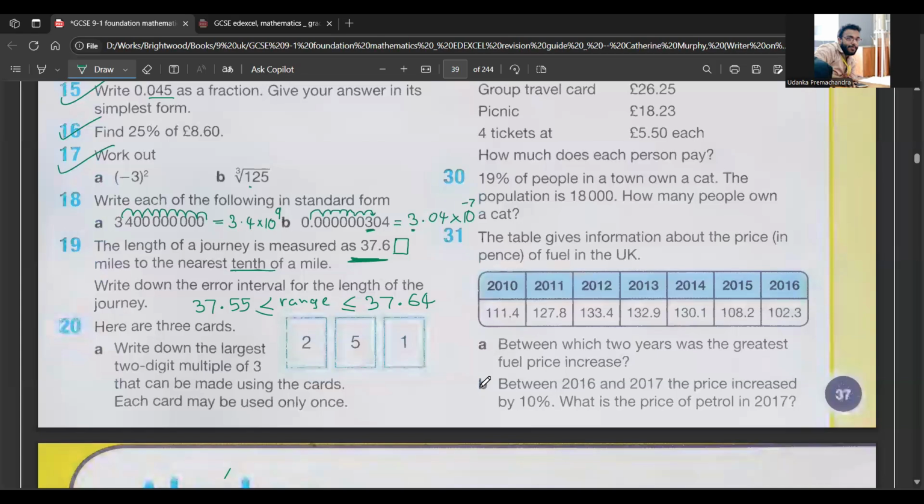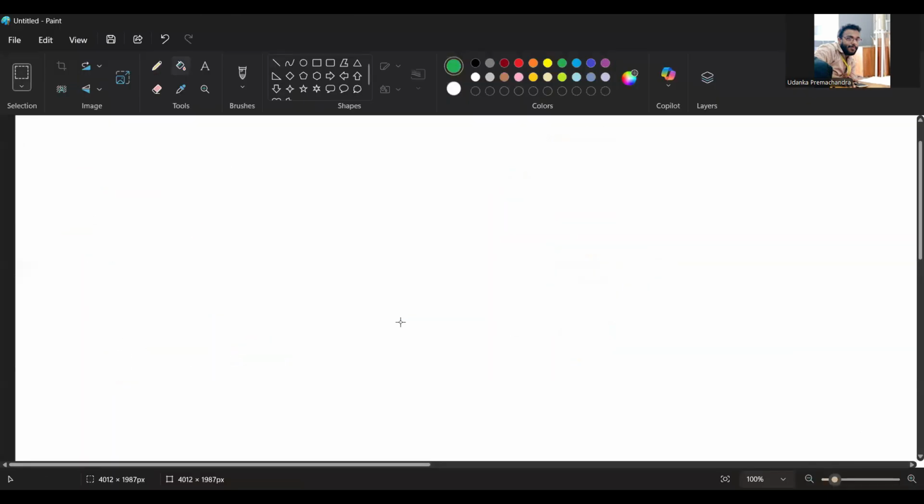Okay. What about the next one? Here are three cards. They are having three cards. Accordingly, you have to take a two-digit multiple of three. Write down the largest two-digit multiple of three that can be made using these cards. First of all, we will write what numbers can be made. They are having cards of 2, 5, 1, no? What are the cards?